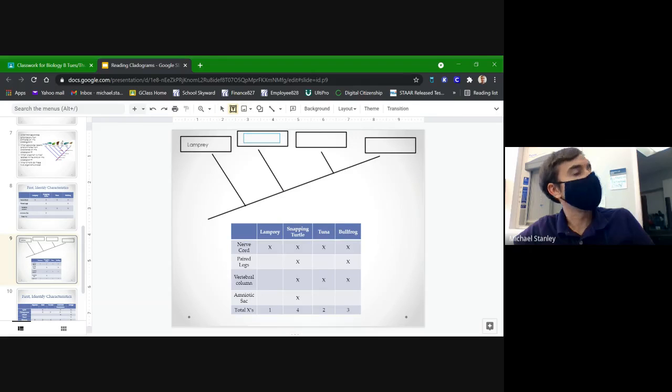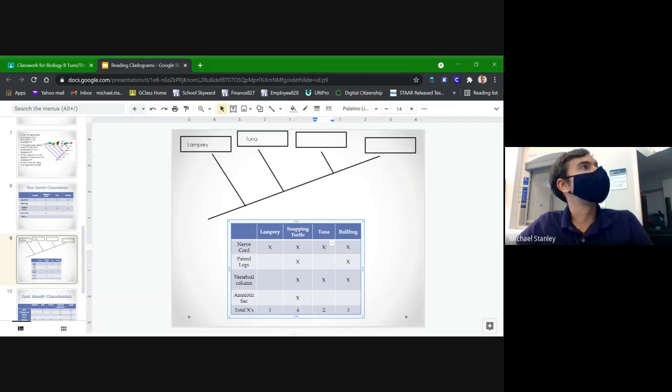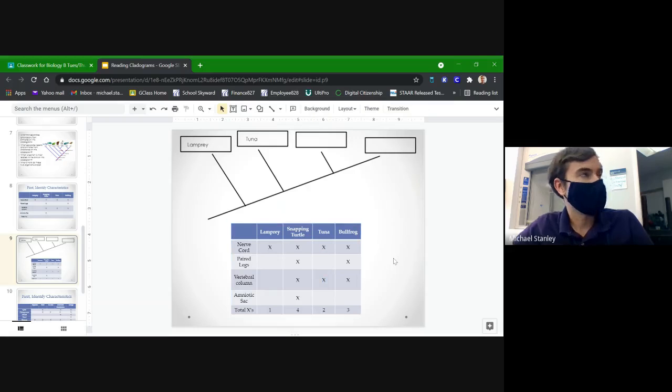So let me fill in this guy. Tuna goes in there. All right, so lamprey only had one shared trait, so he went on the first one. The tuna had two shared traits right here and right here. So he's up next. So lamprey has one, tuna has two. What is our next organism going to be? What's the next organism with the smaller number of traits?